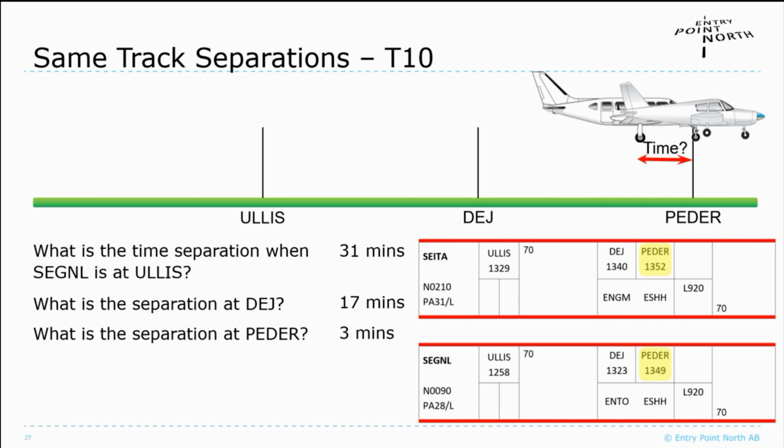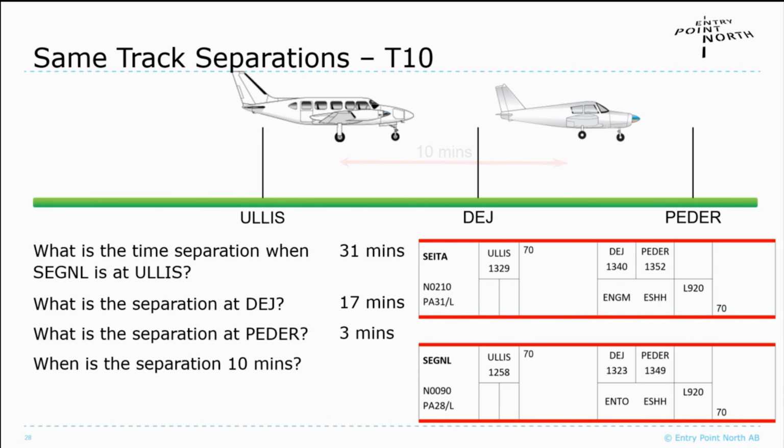What we have seen though is that we actually have 17 minutes at Deya, and that's nearly double the separation that we require. We know that we have 3 minutes at Peta, so there is a point somewhere in between where the separation is exactly 10 minutes. So we want to figure out where the aircraft are and what is the time when the 10-minute separation exists. Again, the easy option is to do it at Deya because we know that exists.